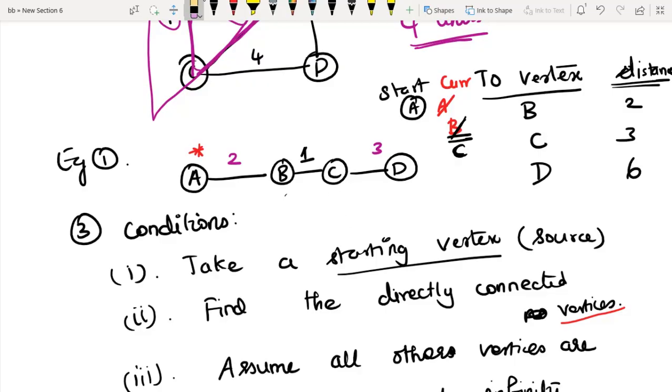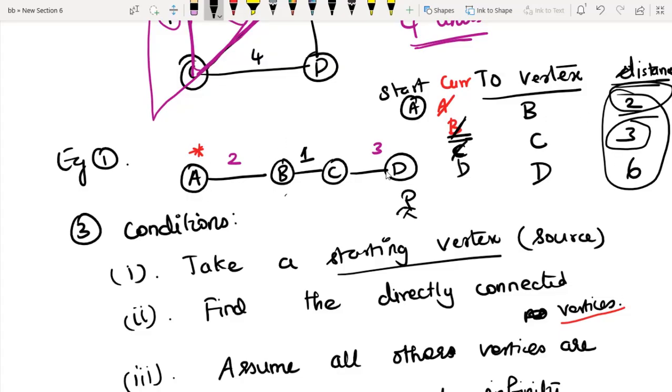So now I can move to D. D becomes my current node, but from D I couldn't go anywhere, because there is no connected node. So this should be the answer. You can see from A to B the shortest distance is 2. From A to C the shortest distance is 2 plus 1, that is 3.